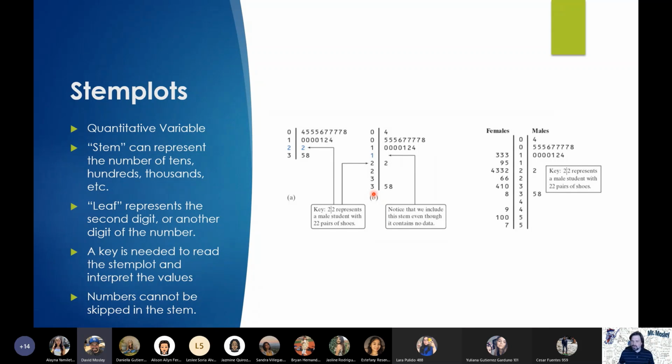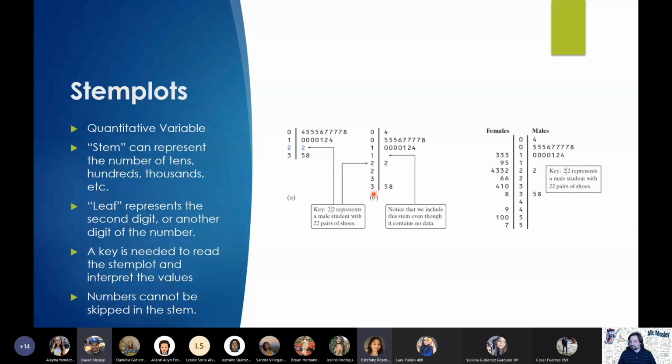All right. What questions do you guys have? Is there anything I can clarify with the stem plot? Okay. Yes, Stephanie.